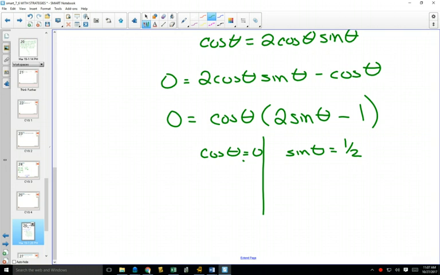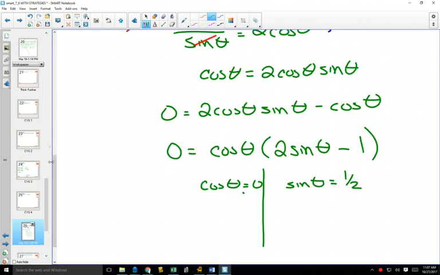Now I want to point out another thing that might be tempting for you at this step right here, and some of you have already done this on your take-home quiz. You looked at this equation and said, if I only want to get one trig function by itself, why can't I just divide by cos theta on both sides? And that would cancel this out, and then I'd only have one trig function. Why doesn't that work?